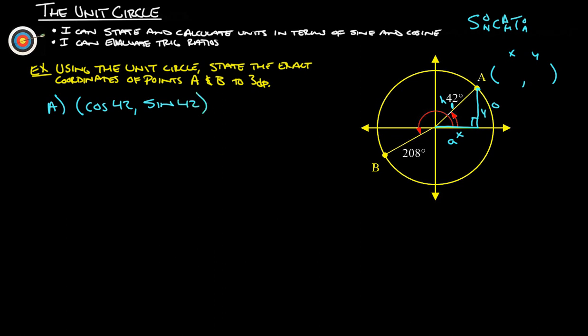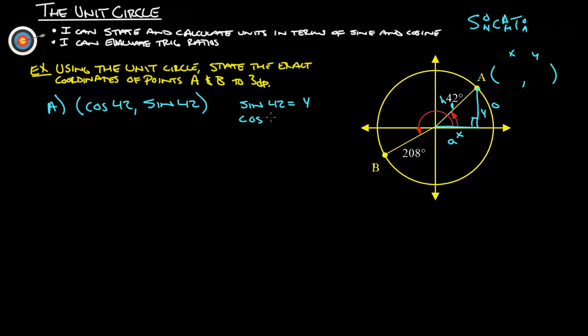Okay? Let me show this just to help make a little bit more sense. Sine of 42 is going to be opposite over hypotenuse. And the opposite side in this case is y over hypotenuse, which is 1. And y divided by 1 is not changing anything. So we can just simply write that y is going to be sine of 42.